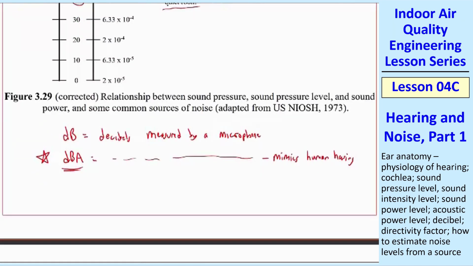Typical range of human hearing is approximately 20 to 20,000 hertz. This is for young people. Old people like me start to lose, especially these high frequencies, because those cilia start breaking off. And so older people can't hear high frequency noises.